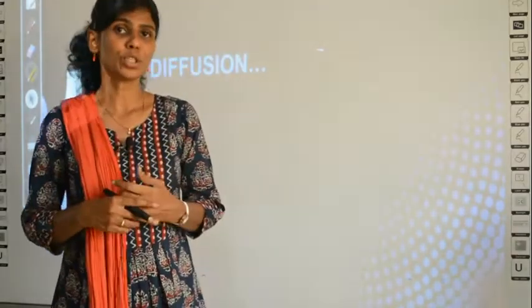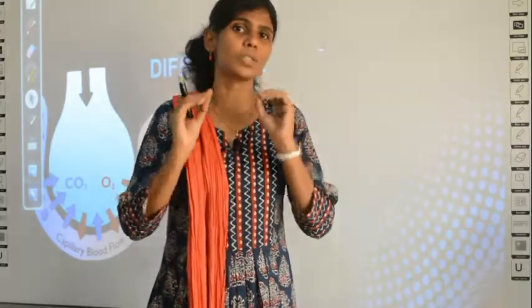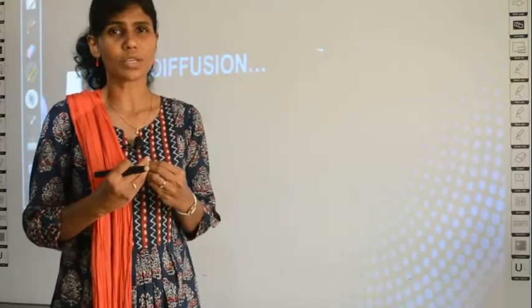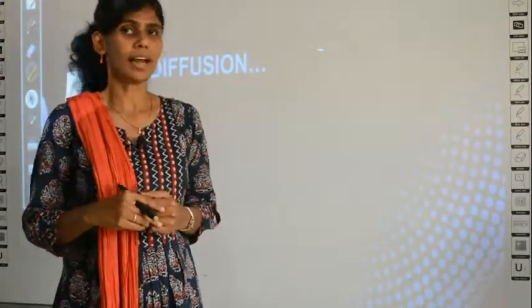What does this concentration mean? Say for example, in the atmosphere there is oxygen, right? So there is more concentration of oxygen in the atmosphere and less concentration of oxygen inside the body. Just keep in mind that concentration does not mean the volume, it means how thick or how concentrated it is. So obviously in the atmosphere there is more concentration of oxygen, and in your body the concentration is less because your body equally produces carbon dioxide, which will reduce the oxygen levels.